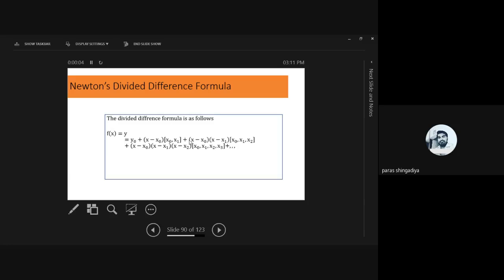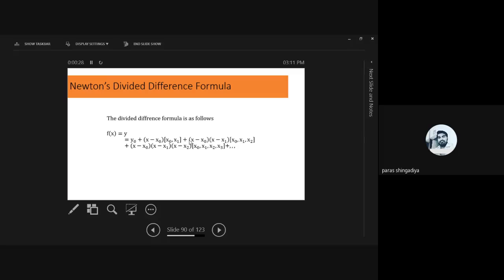Okay, so in the last lecture, we had completed the third method in interpolation theory, that is the Lagrange interpolation method that we had discussed. And today we'll discuss the next method in interpolation technique to predict the answer for intermediate values for unequally spaced data. The second method is Newton's divided difference formula.